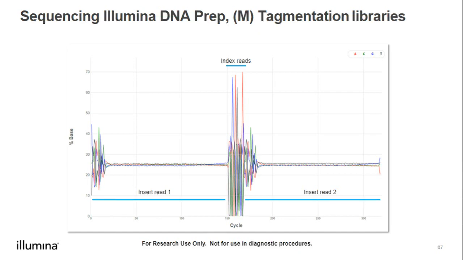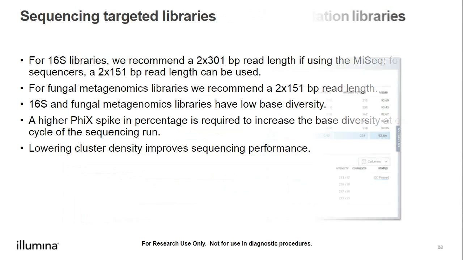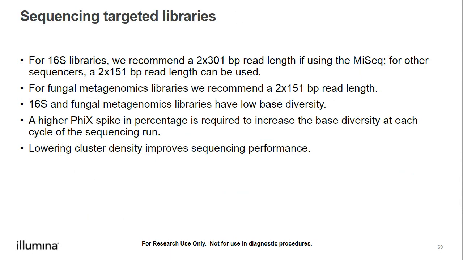So we've now completed our review of the Illumina DNA prep with tagmentation libraries run on the iSeq, and we found that the run performed very well. So now we'll review sequencing for targeted amplicon-based libraries.